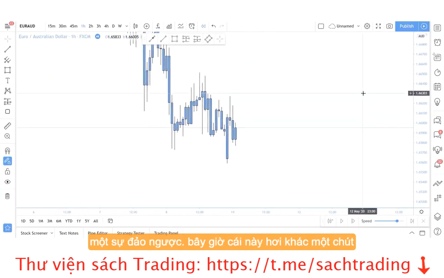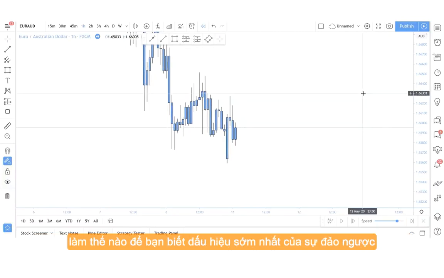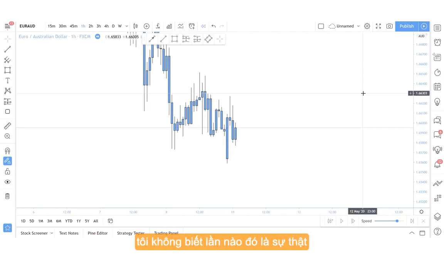Now this one's slightly different, and many people ask me, well, how do you take these exhaustion trades? How do you know the earliest sign of a reversal? Well, I don't know every single time, that's the honest truth.